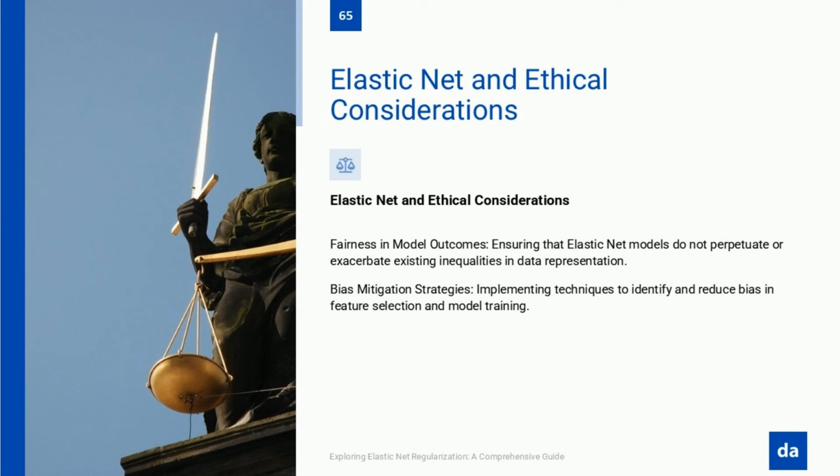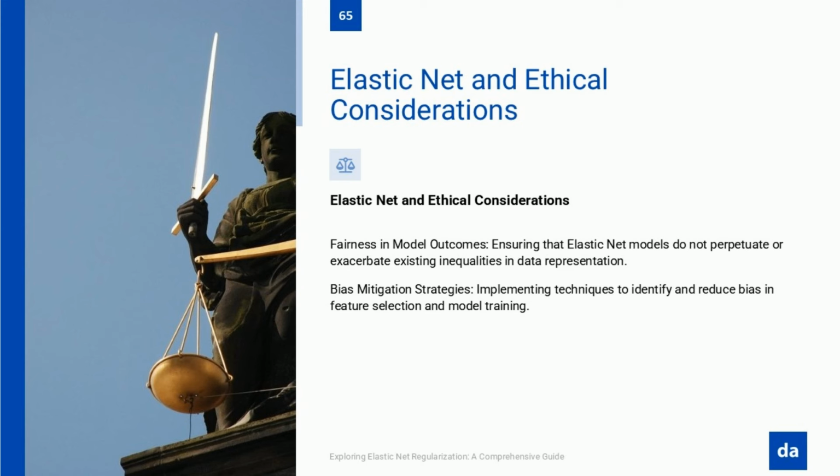Machine learning models, including Elastic Net, are not just mathematical equations. They make decisions that can impact people's lives. Ethical considerations in AI and machine learning ensure that models are fair, unbiased, and used responsibly. Even though Elastic Net is more interpretable than black box models, ethical risks still exist, and it's crucial to address them proactively. One of the biggest ethical concerns is bias in feature selection.